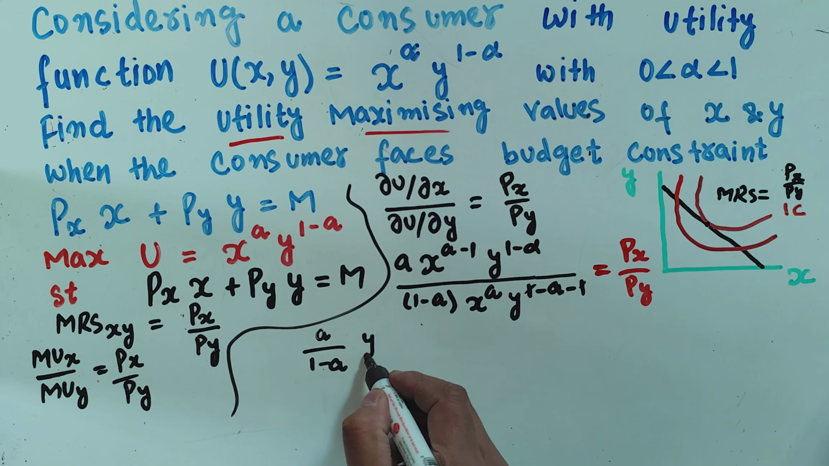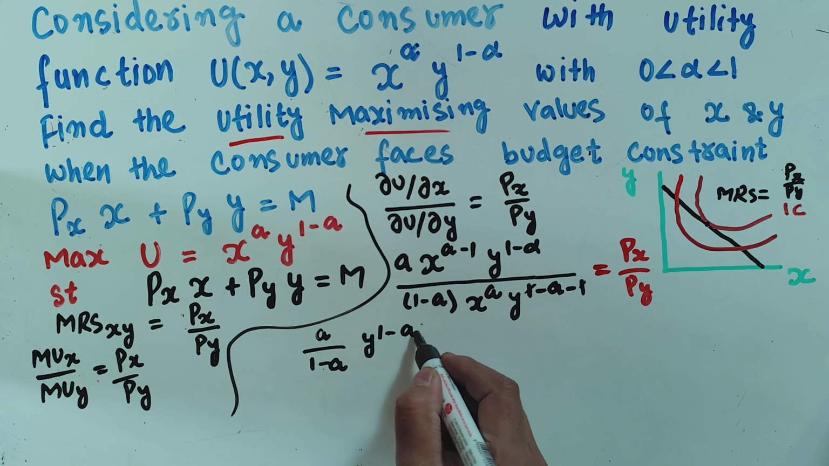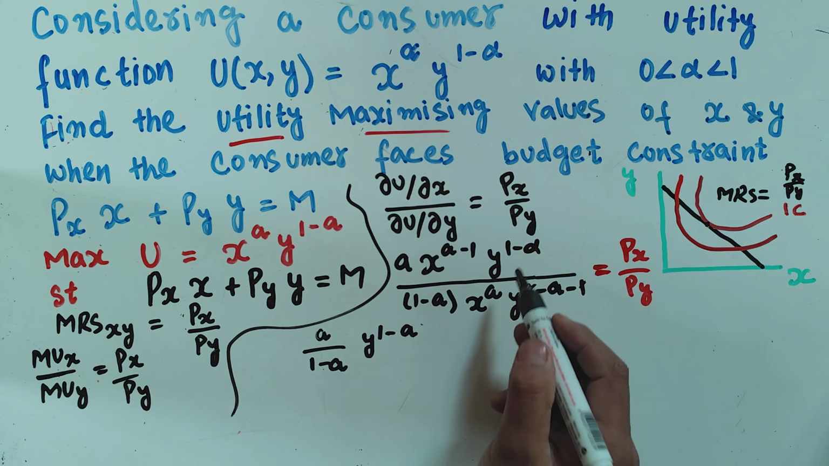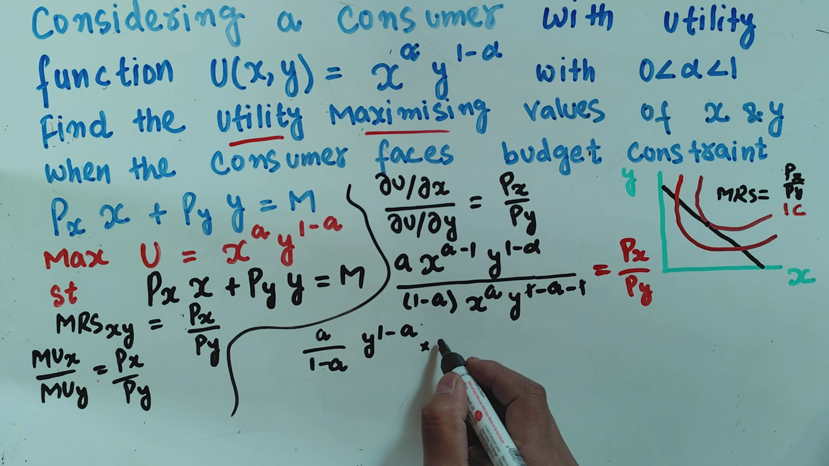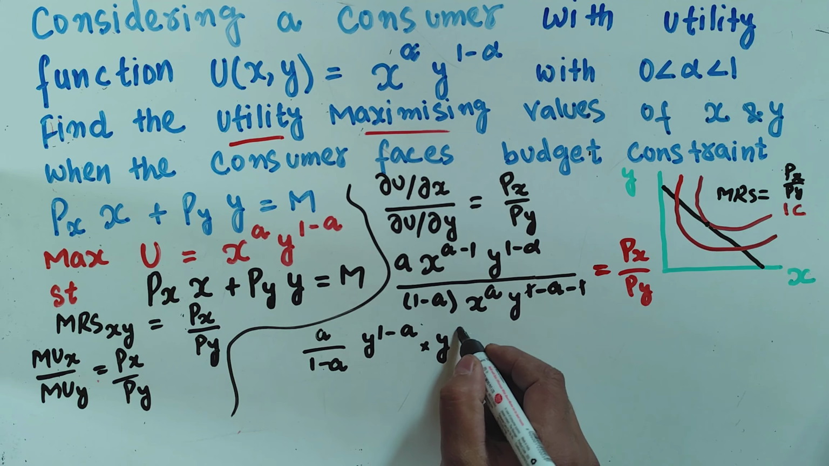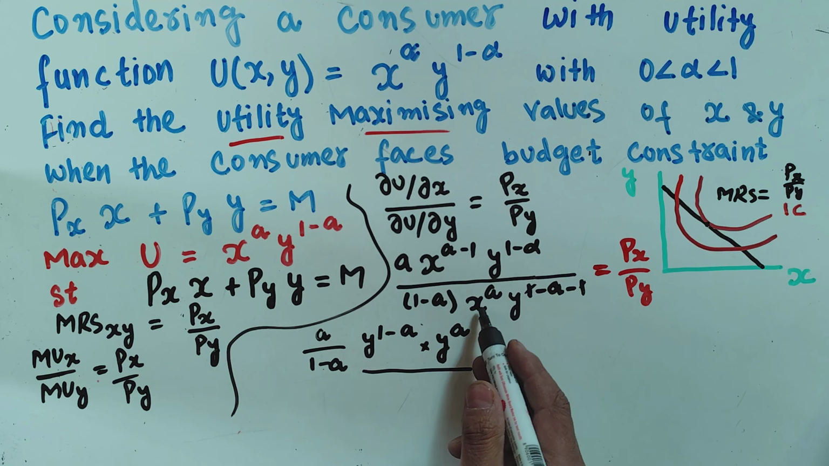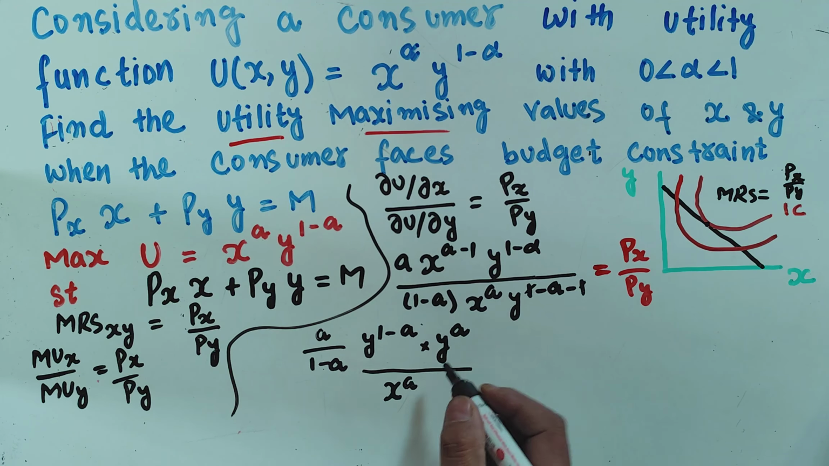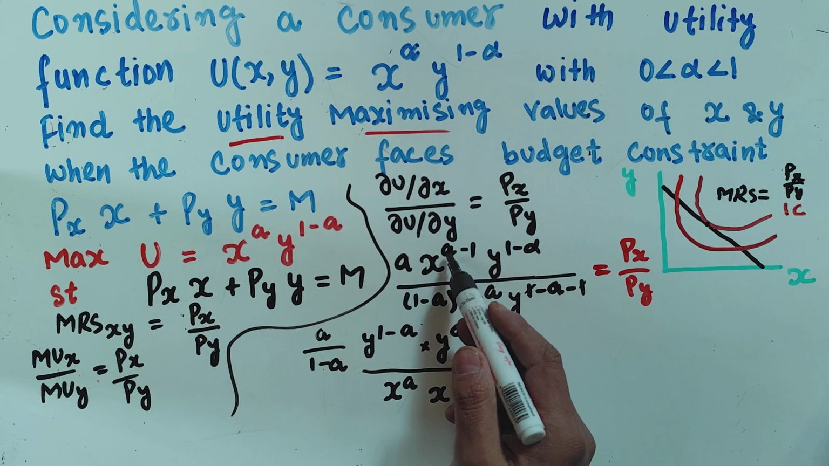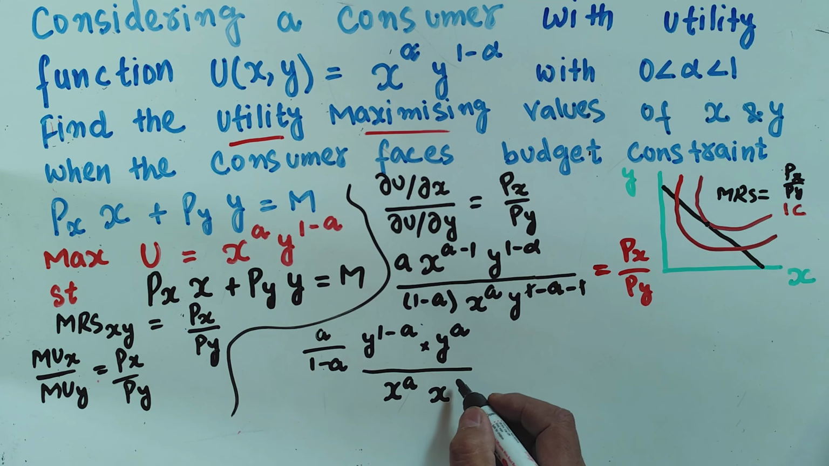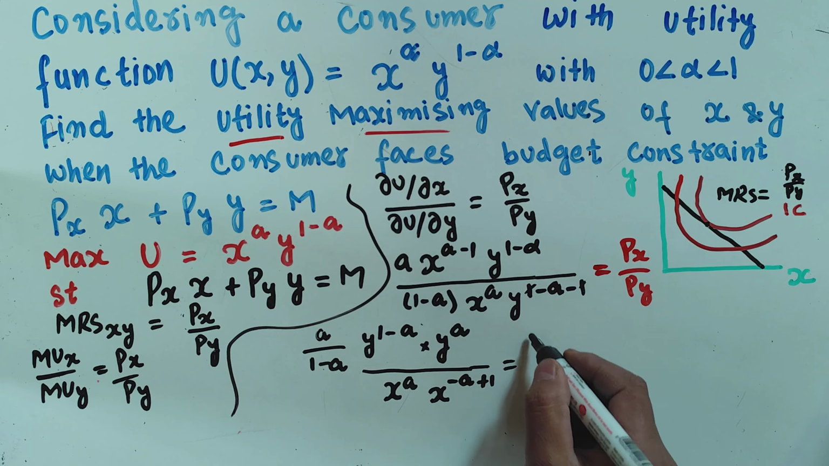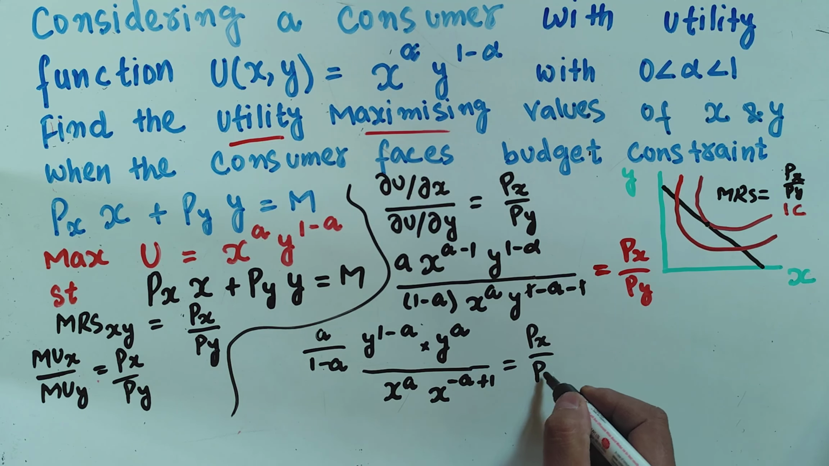So we have y raised to the power 1 minus a. Transposing it to the numerator, it gets multiplied, but the exponent sign changes. So we have y to the power minus alpha, it becomes plus alpha, divided by x to the power a. Transposing this to the denominator, the exponent sign changes. So we have x raised to the power a minus 1, it becomes x raised to the power minus a plus 1, and it should be equal to the price ratio, p of x upon p of y.